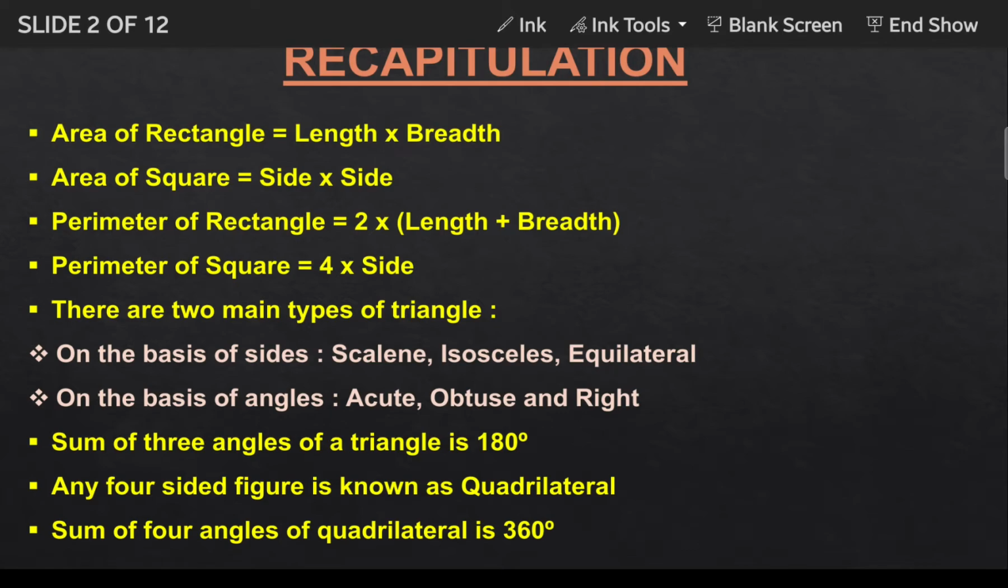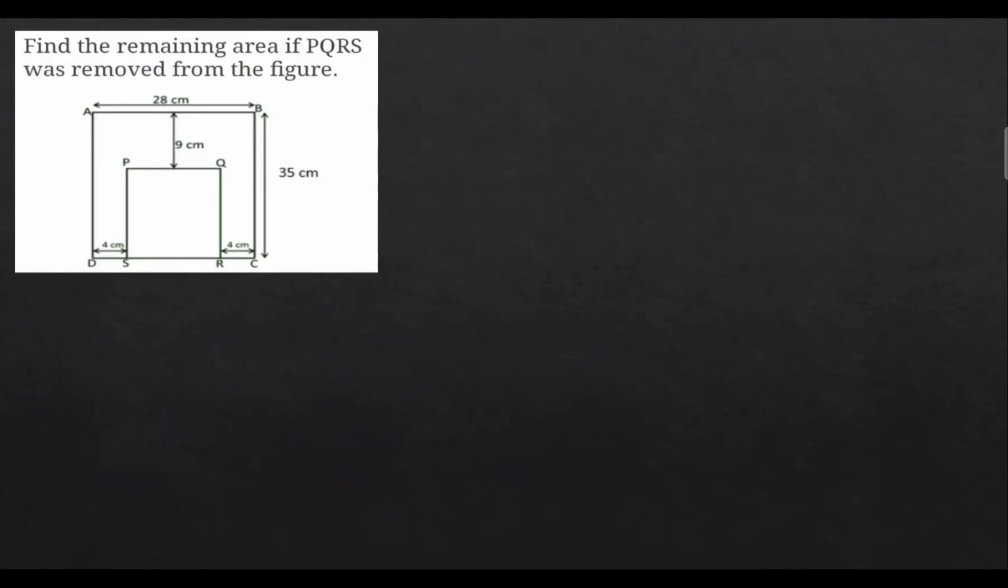So now we will start with solution of the few problems. Let's start with the first problem. Find the remaining area if PQRS was removed from the figure. How you will solve this figure? First of all, identify the shape. If you will see, there are two figures in this given figure. First is figure A. I'm writing here. This is figure 1. Then the small square PQRS figure 2.